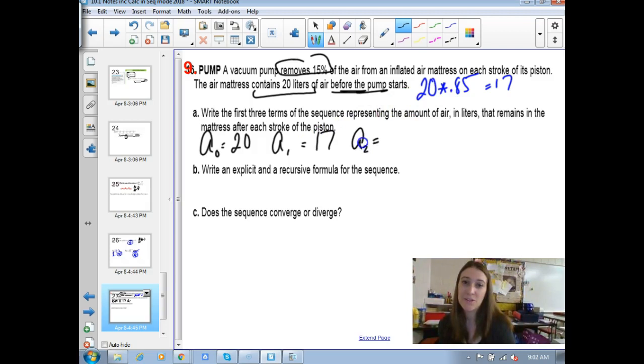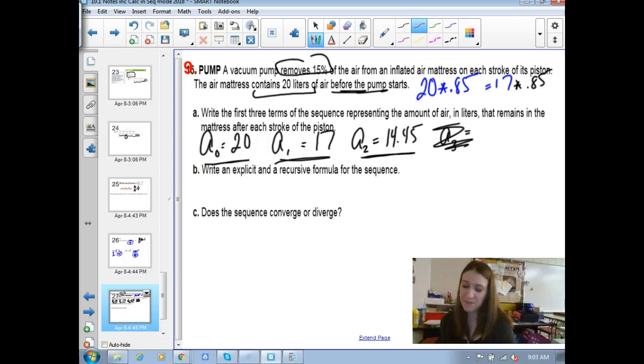And then the second stroke of the piston, so we're going to multiply this guy by 0.85. I got 14.45. And then after the third stroke of the piston, oh, they don't want any more. They wanted 3 terms. So there you go. So that was weird. They defined the sequence to start at, like, before the piston even made any of those strokes. So you have to be careful with the context of your application questions and how you're defining your sequence.